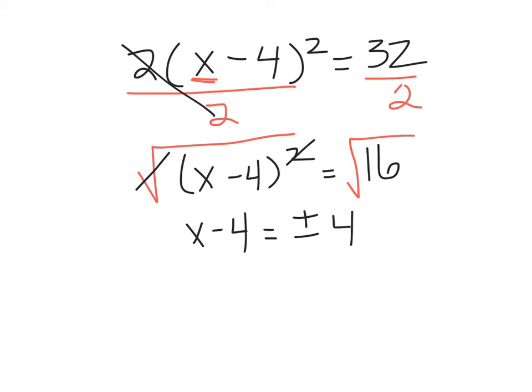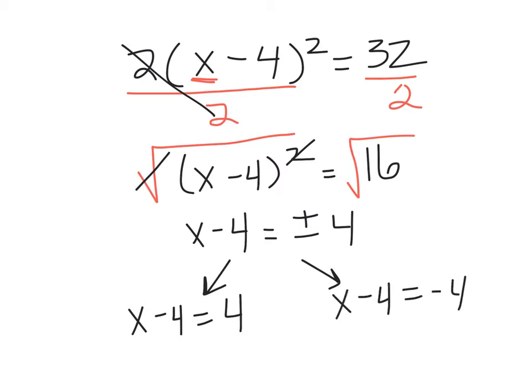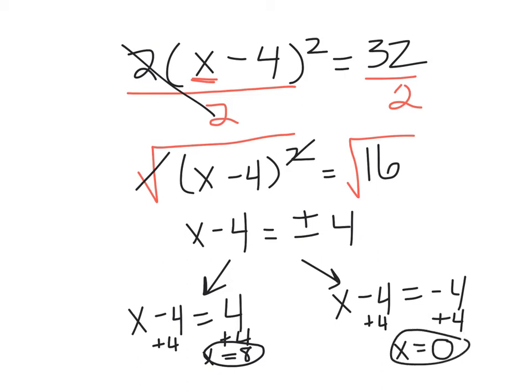Now this is going to be kind of like absolute value equations because we really have two possibilities. We have that x minus 4 could be positive 4, and we have that x minus 4 could be negative 4. And so we're going to add 4 to both sides, and that's going to give us x equals 8 as one answer. And if we add 4 to both sides of the other equation, we're going to get x equals 0.